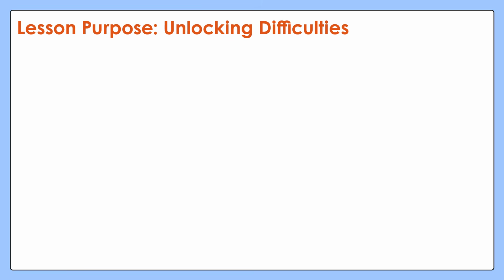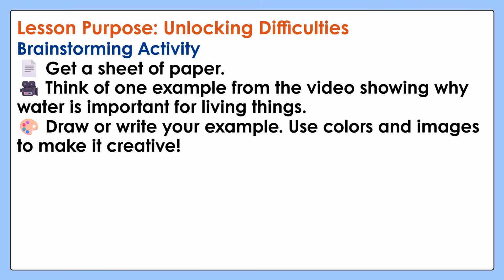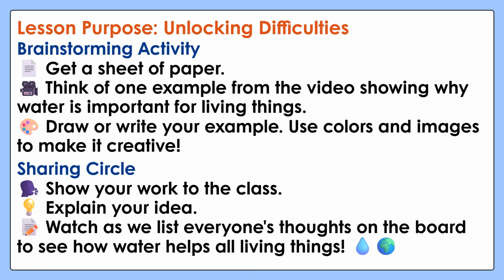Lesson purpose: unlocking difficulties. Brainstorming activity. Get a sheet of paper. Think of one example from the video showing why water is important for living things. Draw or write your example. Use colors and images to make it creative. Next is the sharing circle. Show your work to the class. Explain your idea. Watch as we list everyone's thoughts on the board to see how water helps all living things.